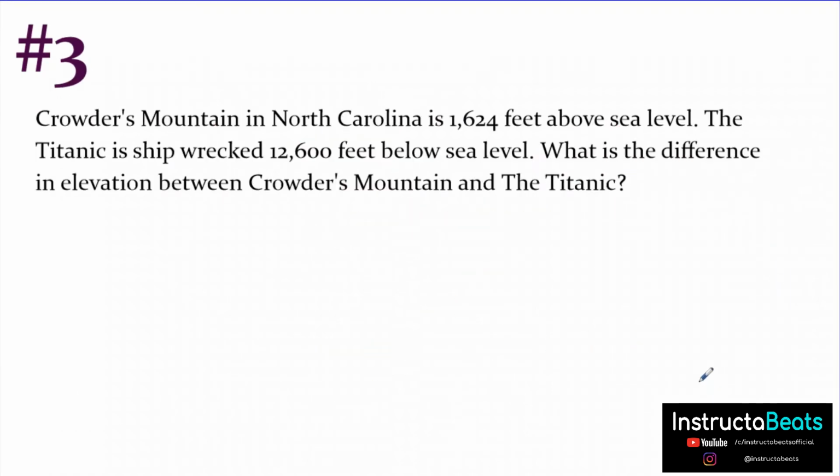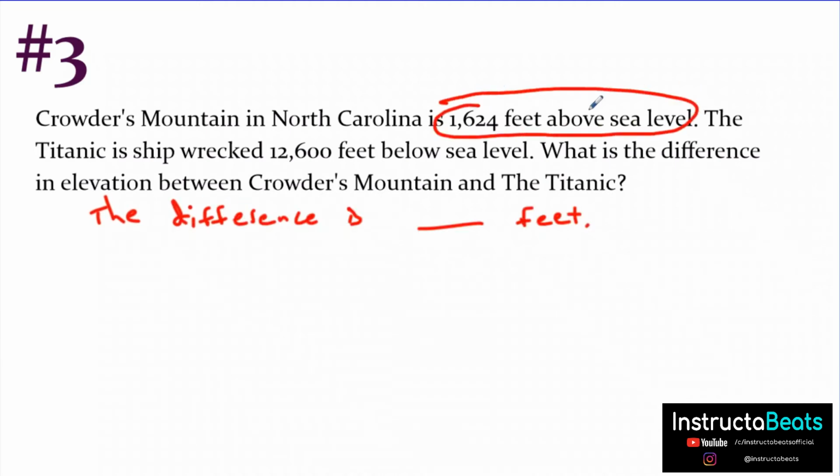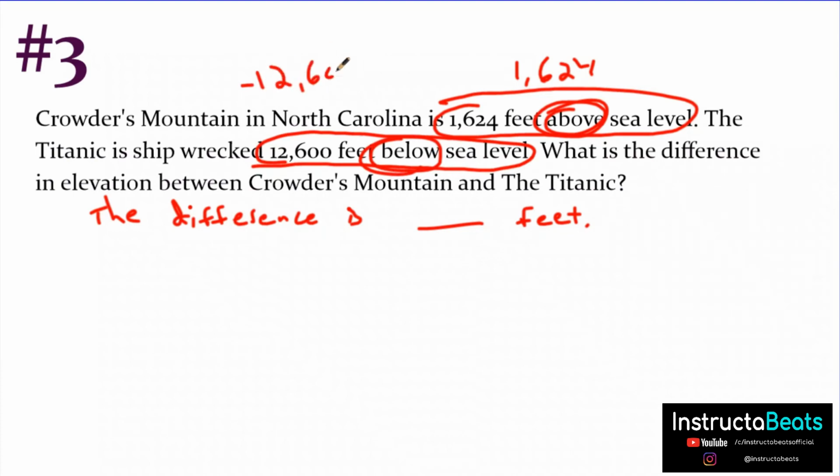Number 3 says Crowder's Mountain in North Carolina is 1,624 feet above sea level. The Titanic is shipwrecked 12,600 feet below sea level. What is the difference in elevation between Crowder's Mountain and the Titanic? All right, so I know my statement's going to say the difference is blank feet. I know I'm looking for anything about feet, so here is Crowder's Mountain, and because it's above sea level, I know that this is a positive 1,624. The Titanic is 12,600 feet below sea level, so I know that's a negative 12,600.